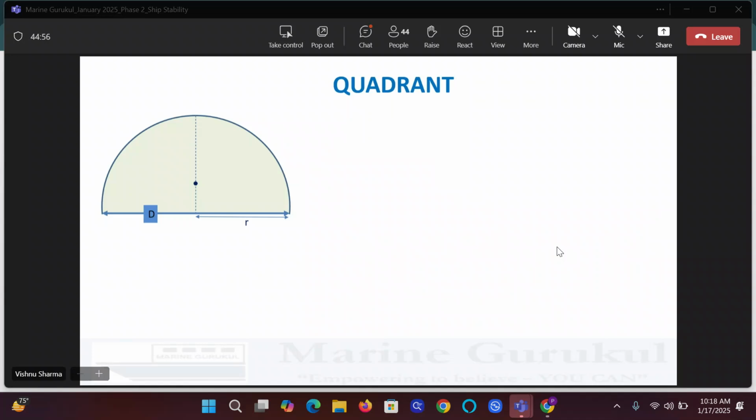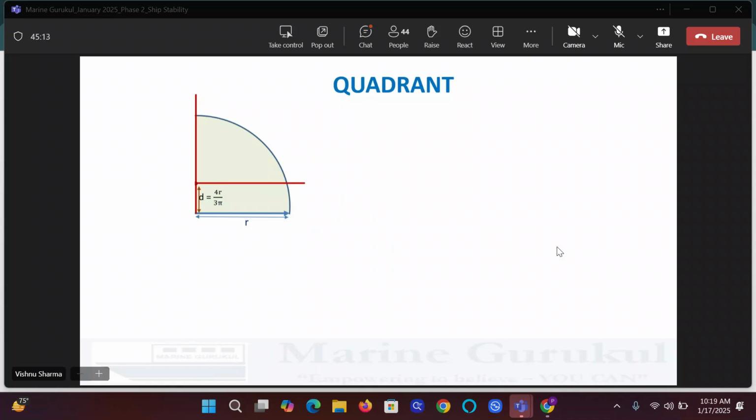We had the geometric center here. And now we know about this. This one is 4r by 3 pi. And now I remove another half circle. Now I'm left with a quadrant.